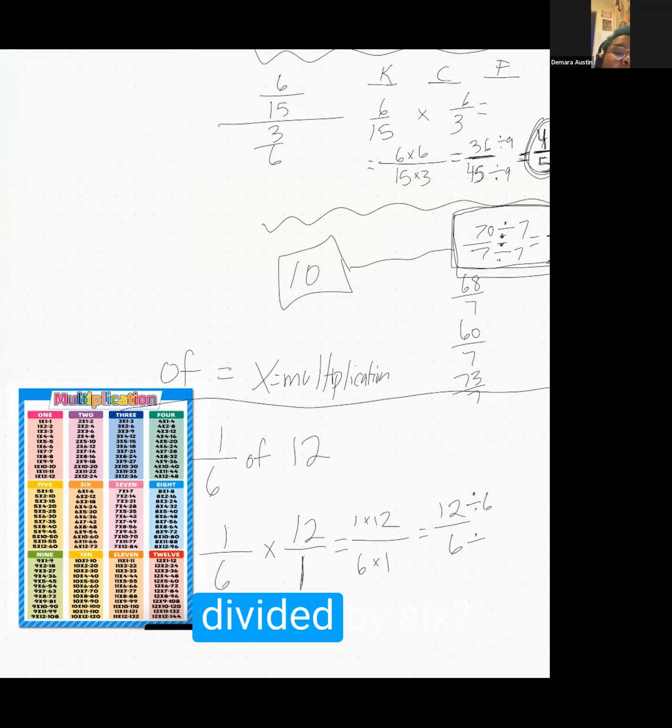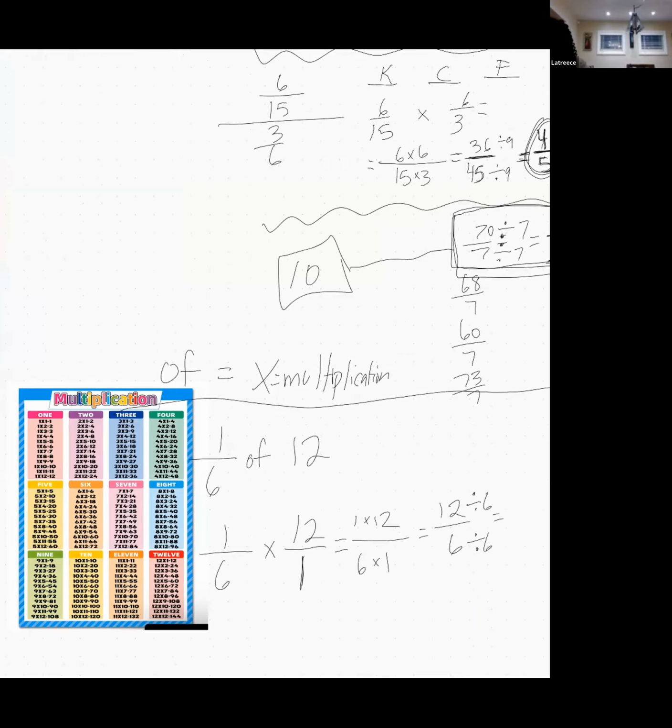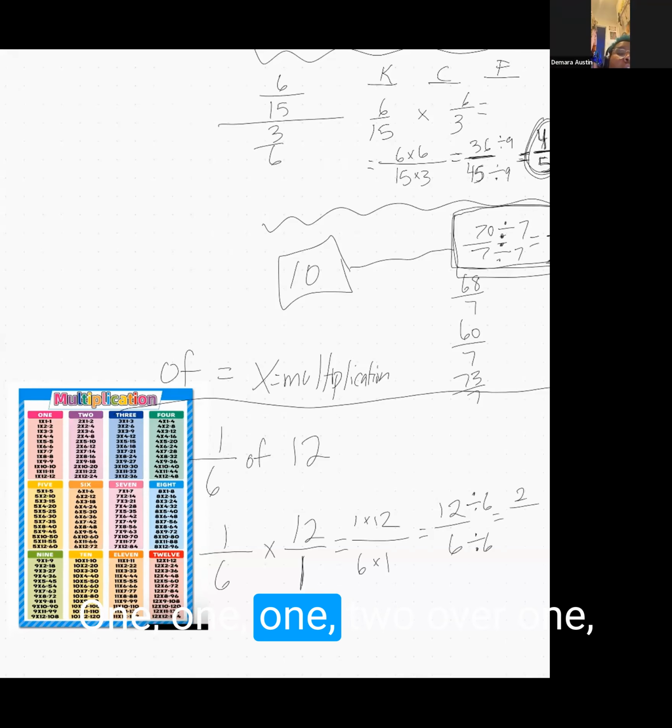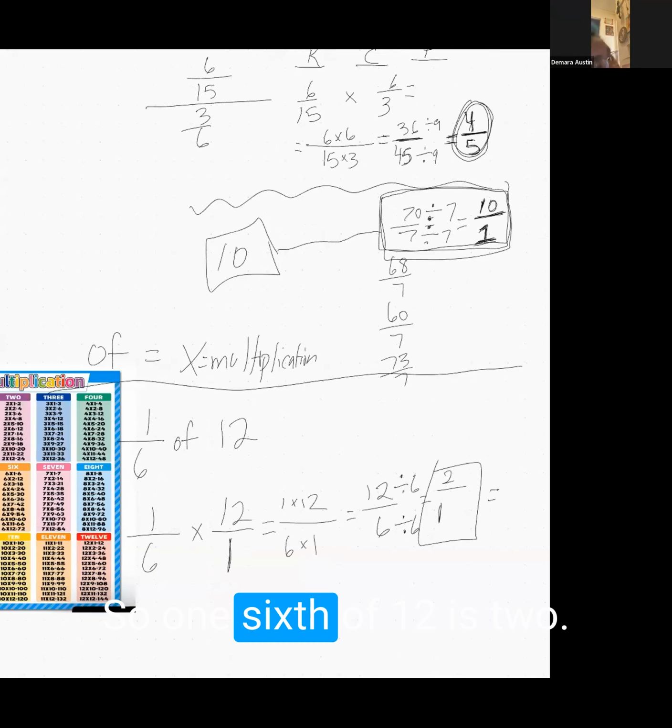What is 12 divided by 6? 12 divided by 6 is 2. Perfect. And what's 6 divided by 6? 1. So 2 over 1, which is just 2. 2 is your answer. So 1/6 of 12 is 2.